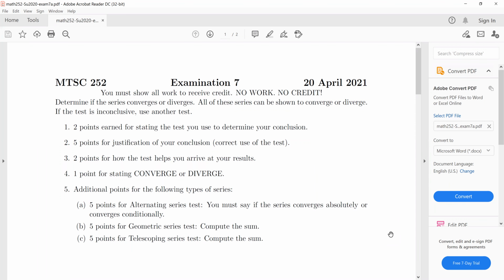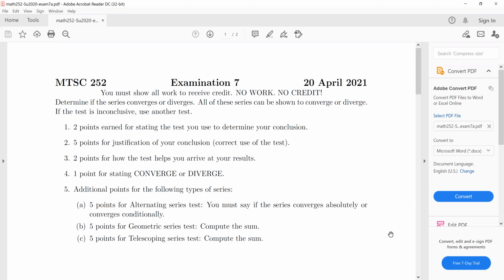If it is a geometric series test, and you write that I am using the geometric series, and then you say the absolute value of r is less than 1, so therefore I show that, and therefore I can say that my series is convergent, so you will get all 10 points, but then you must continue on to get the additional 5 points for a geometric series test. You have to compute the sum. Otherwise, you will only get 10 out of 15 points for any problem that is a geometric series.